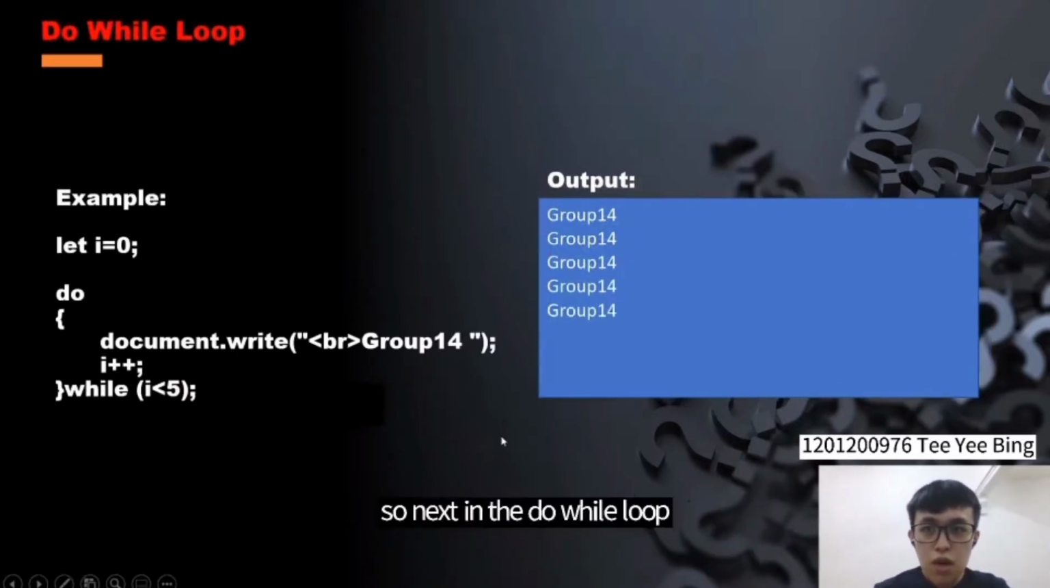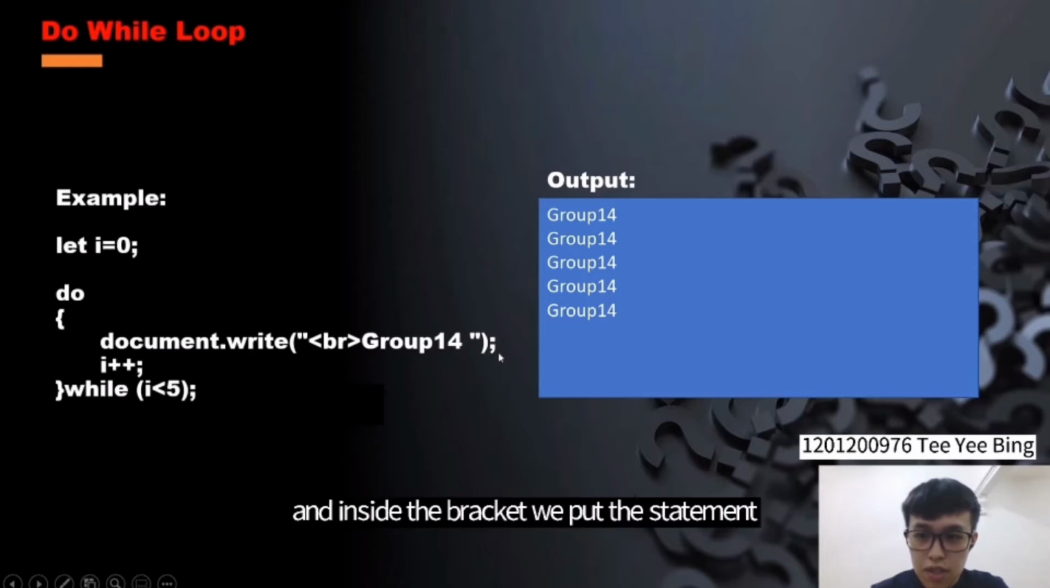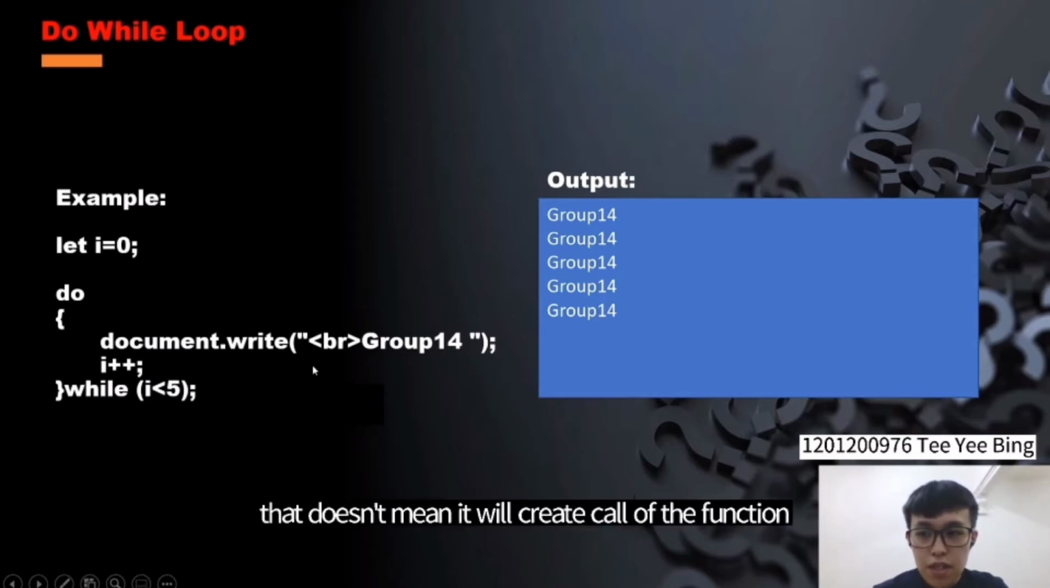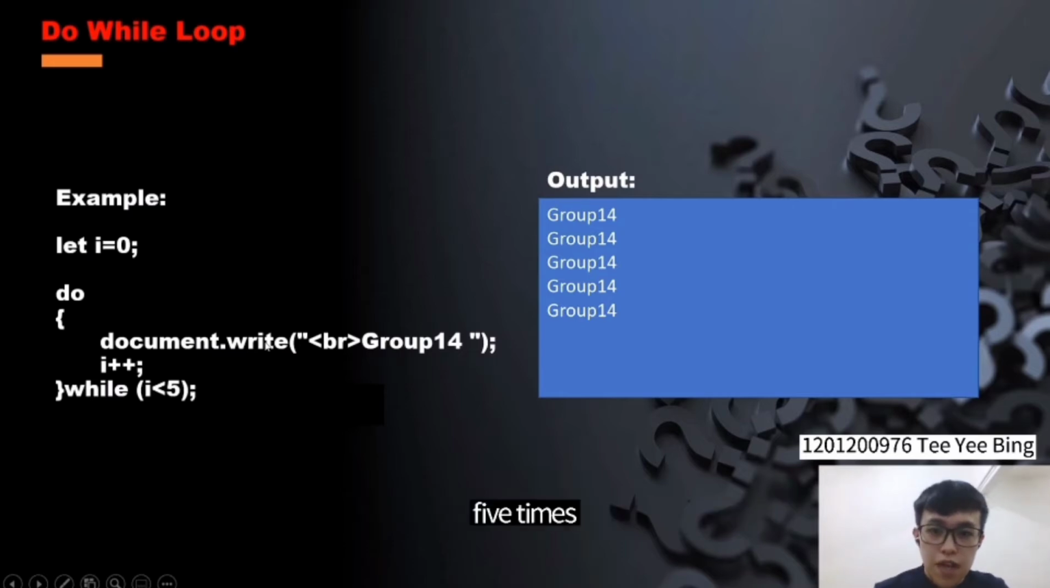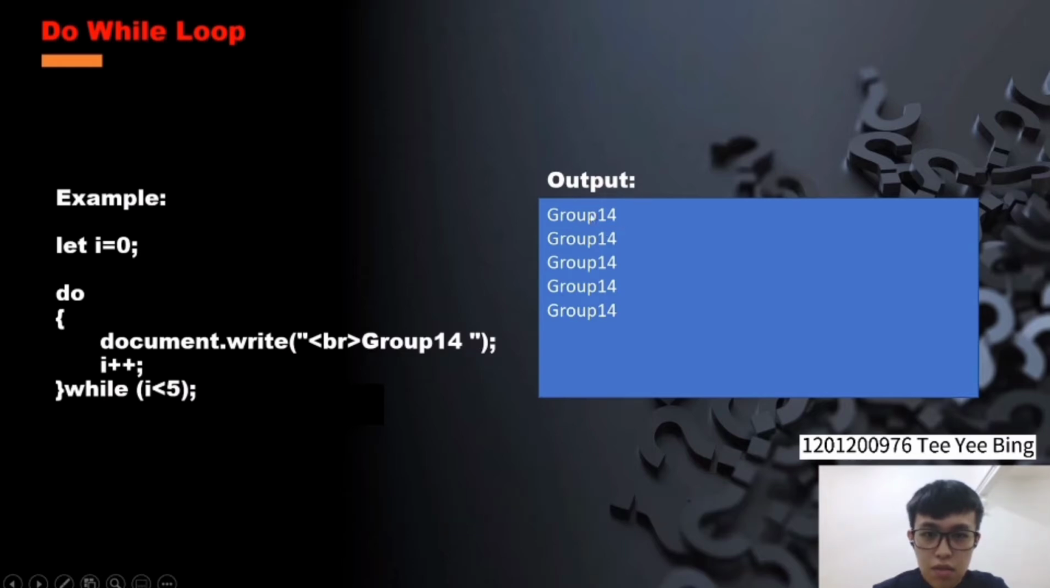Next, in the do while loop, I also initialize i to 0. Here we put do, and inside the brackets we put the statement and update counter. At the end, we put the while and also the condition inside the bracket. So i less than 5 means it will call out the function 5 times. From here, I call out this statement 5 times: 1, 2, 3, 4, 5. And that is the introduction. Thank you.